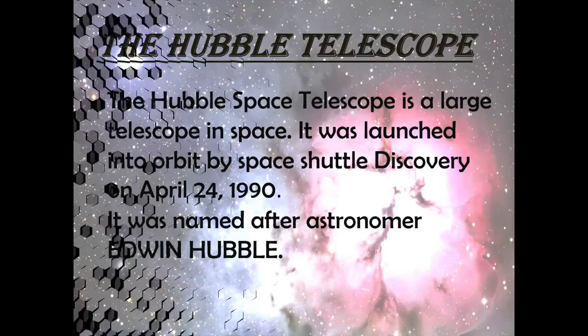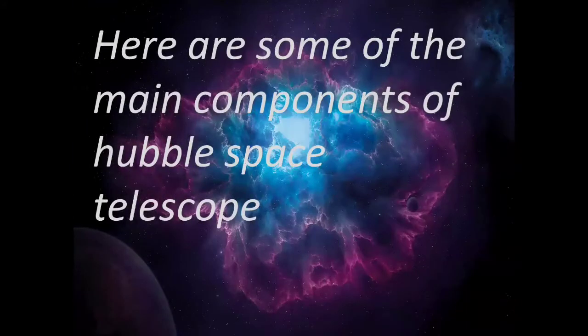In the 1970s, NASA and the European Space Agency took up the idea and proposed a 3-meter space telescope. The Hubble telescope is used to take photographs of the galaxies and stars in space. Now, the components of the Hubble telescope will be explained by my friend Deepak.